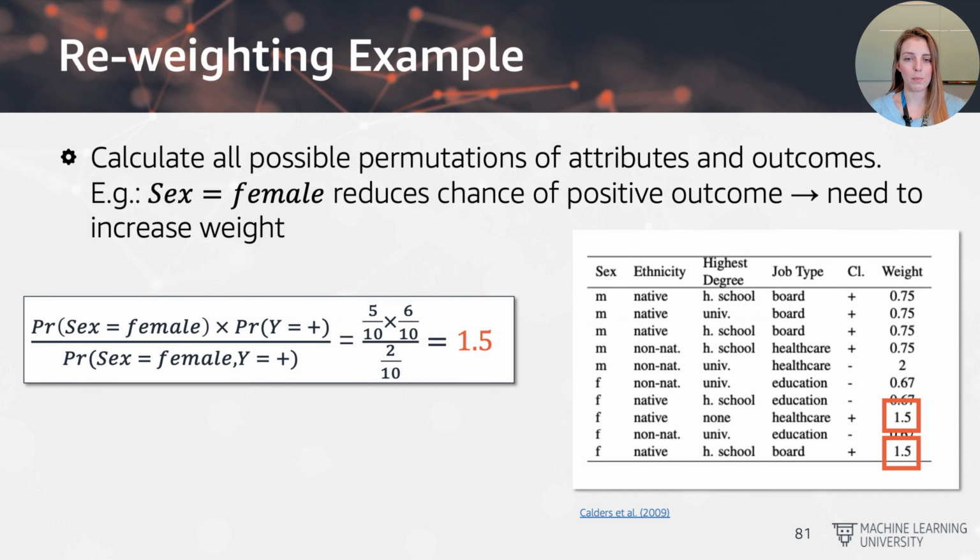So here's our example, and we will need to calculate all the possible permutations of attributes and outcomes. This example here is taken directly from the Caldas et al.